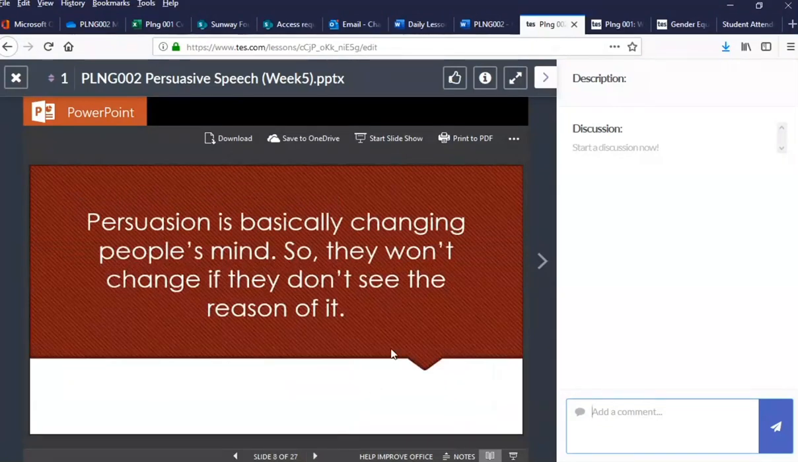Persuasion is basically changing people's minds, and they won't change if they don't see the reason for it. When we want to persuade somebody to do something, we need to change their perception, change their mind. So you need very good support as to why they should change. If not, they won't change. In your persuasive speech, you must give very solid and good reasons why they must do what you have told them to do.